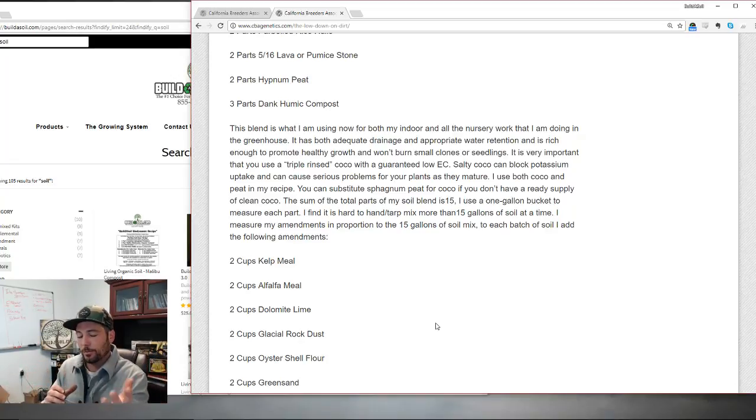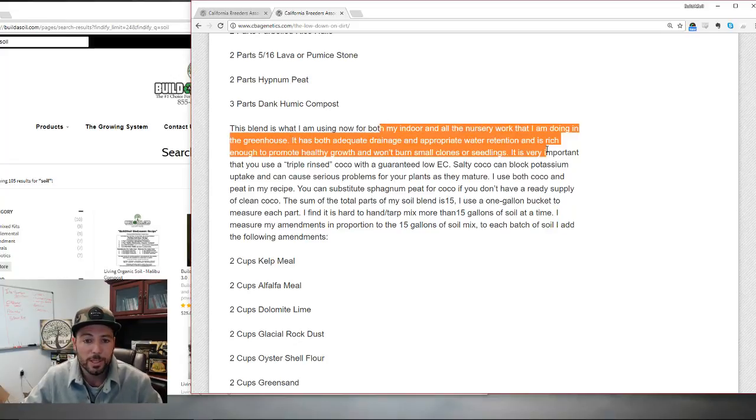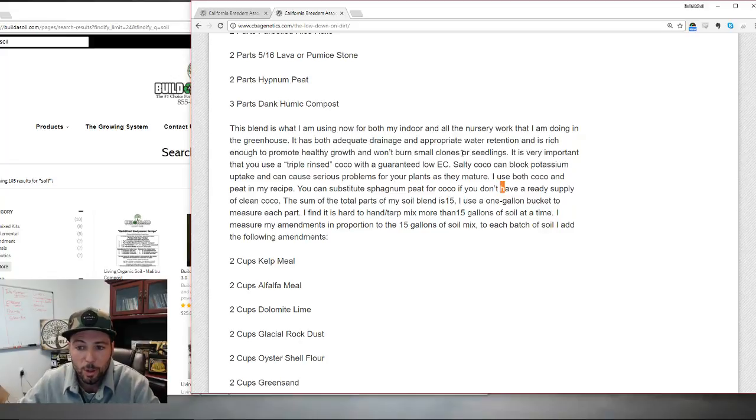And that's because I learned from the same people he learned from, and I probably learned from him unbeknownst through the internet at the time I was reading all this. So this blend is what I'm using now for both indoor and all the nursery work that he's doing in the greenhouse. It has both adequate drainage and appropriate water retention. It's rich enough to promote healthy growth, and won't burn small clones and seedlings.